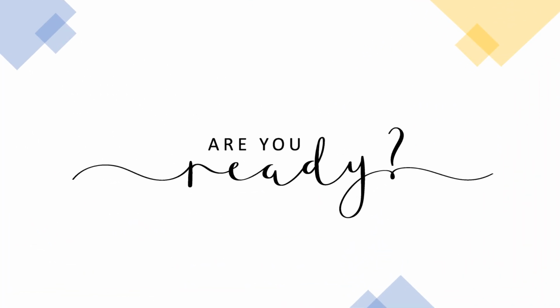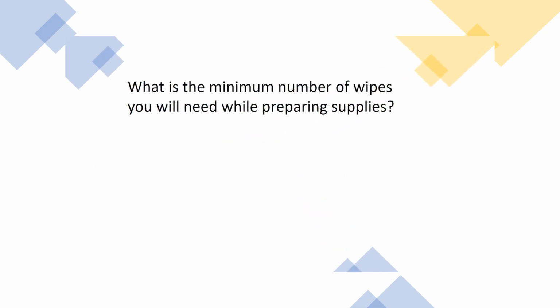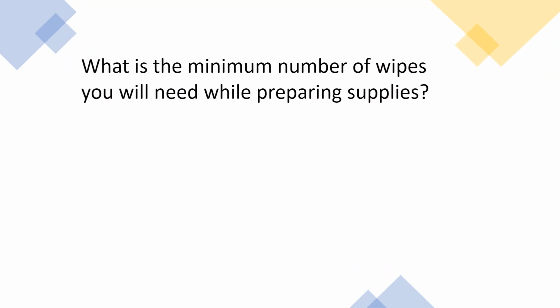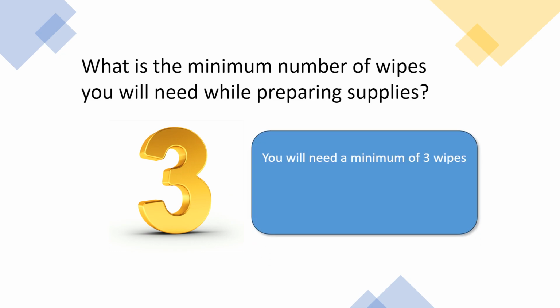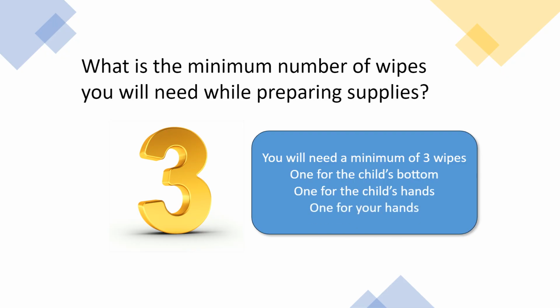Are you ready to change diapers following the diaper changing procedure? Let's check your knowledge with a few questions. Don't worry, if you make a mistake, you can go back and review the information again. What is the minimum number of wipes you will need while preparing supplies? If you said 3, you are correct. You will need a minimum of 3 wipes, 1 for the child's bottom, 1 for the child's hands, 1 for your hands.